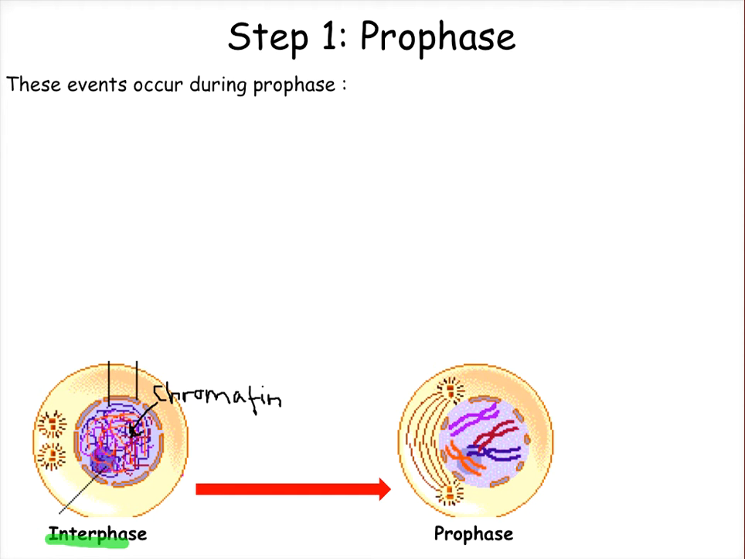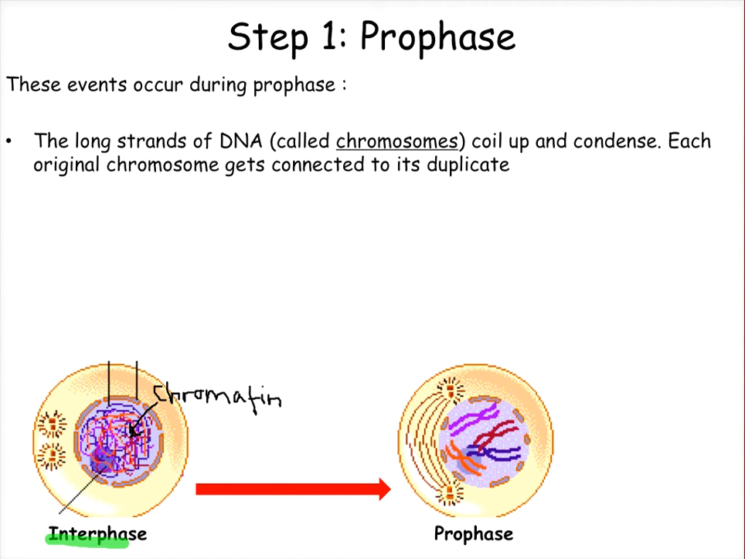However, in order to prepare to separate the chromosomes precisely with the right number and the right type going into each new nucleus, it makes sense for the cell to consolidate and organize the long strands of DNA by coiling them up and condensing them into chromosomes, like we saw in our last chapter. So you can see that here in prophase, we've got our condensed duplicated chromosomes. Then, to further keep them organized, each chromosome gets connected to its duplicate.